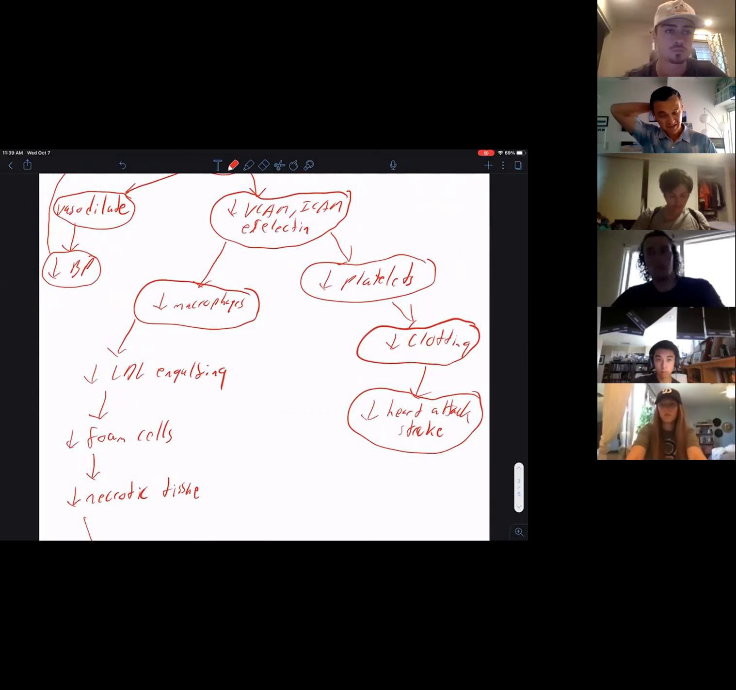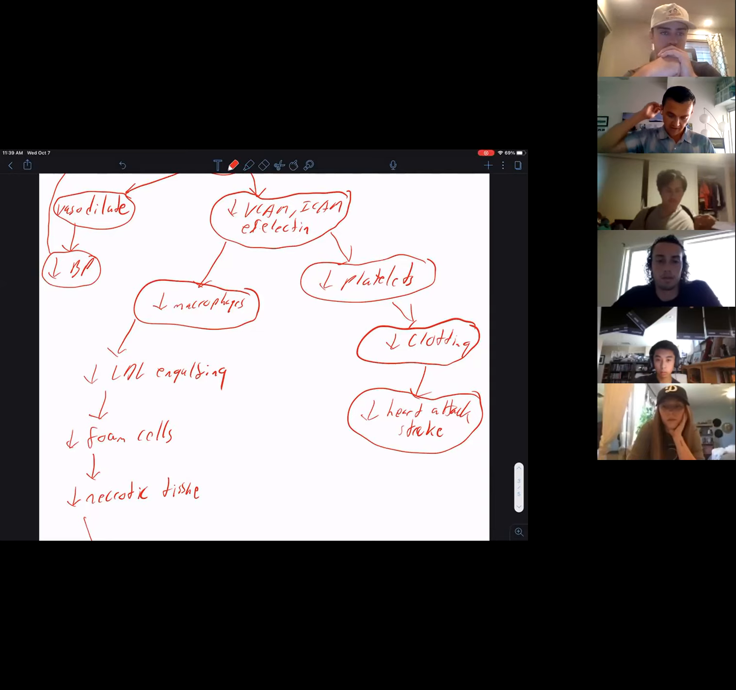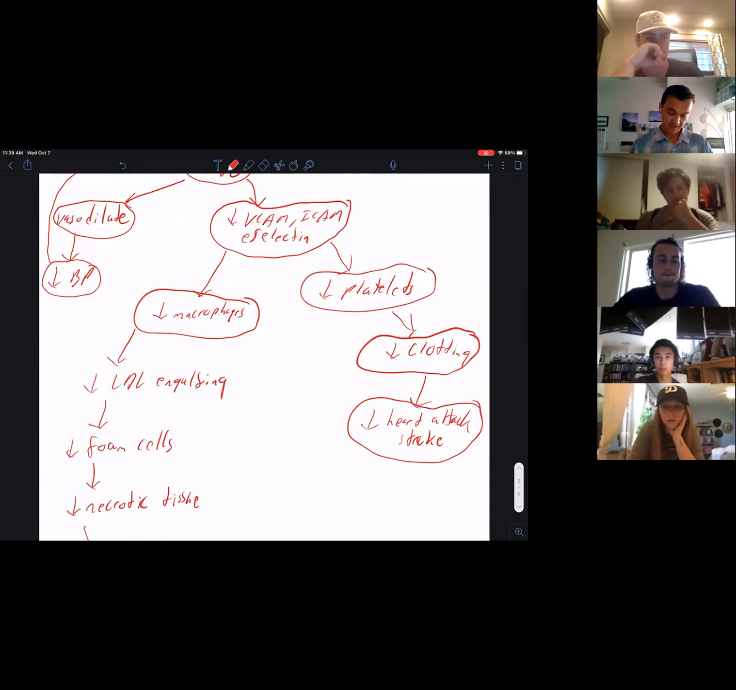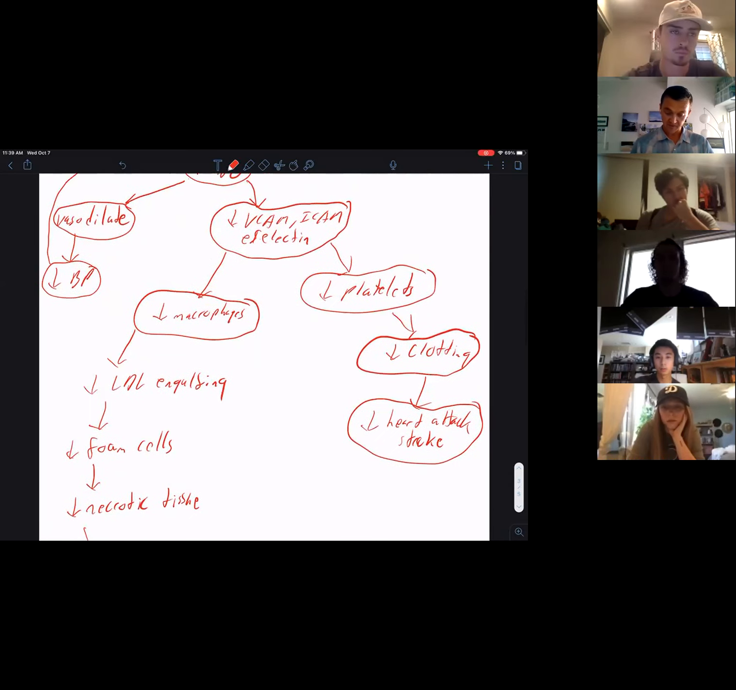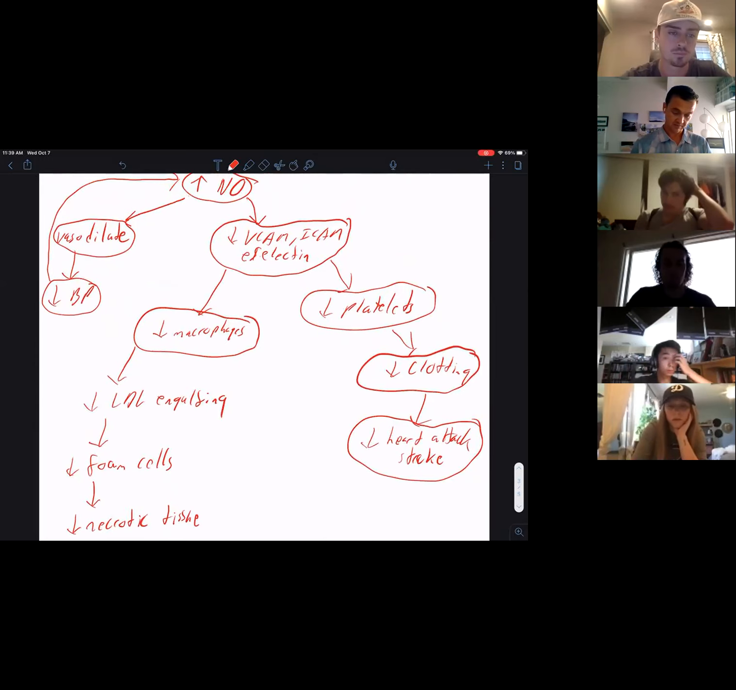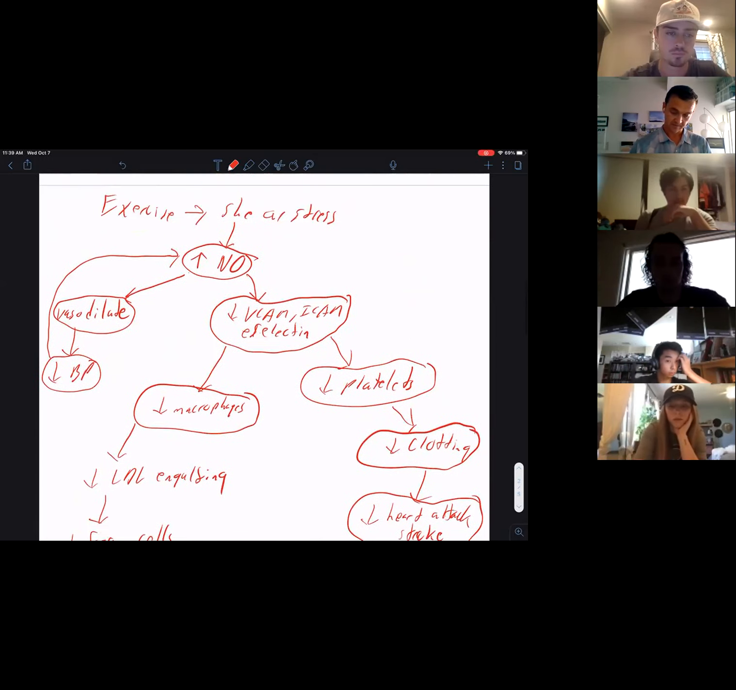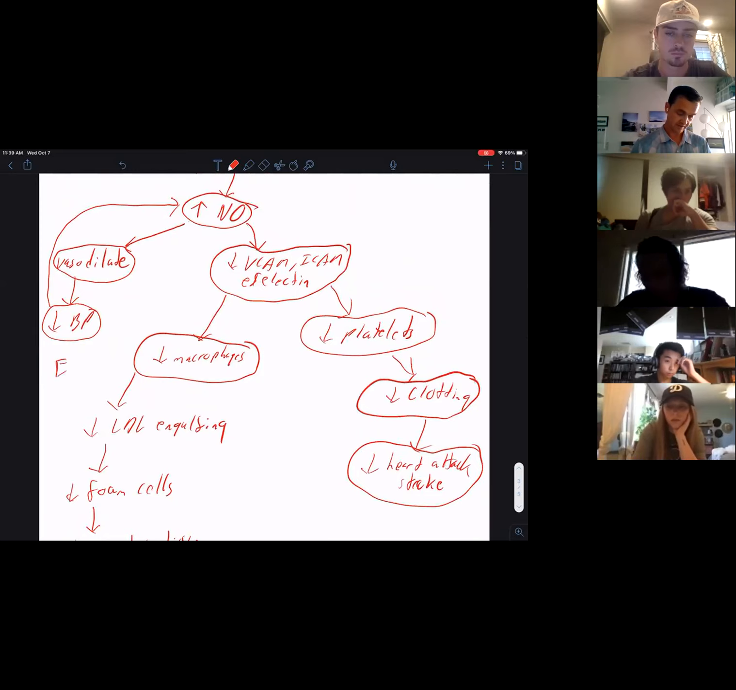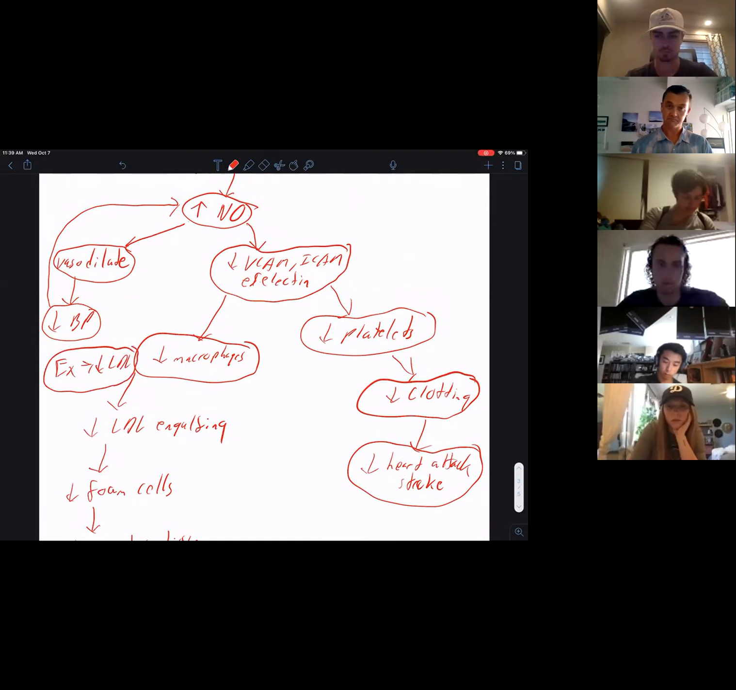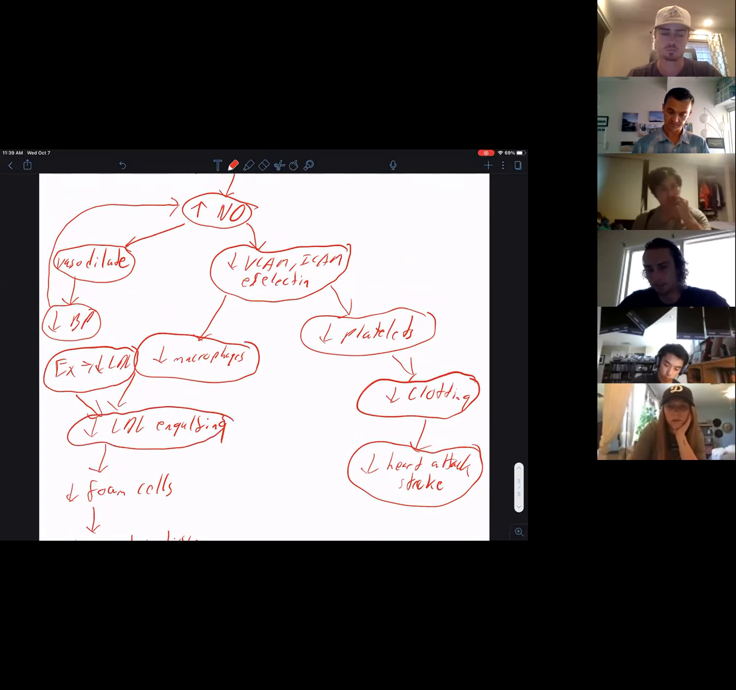Now we want to fit some other things in here too. Drawing a concept map off the top of my head, I don't leave the most room for everything, but I'm going to try to squeeze some things in. The other way that we decrease LDL engulfing is the fact that exercise decreases LDL. We know that exercise improves our cholesterol levels, so if we have less LDL, we're going to have less LDL engulfing too. That's one thing we would want to include.